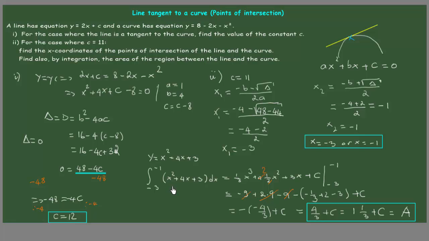We proceed by parts for this integration and applied the values minus 3 and minus 1, which are the limits of our area or the borders of our region, to find 4/3 plus C, which as a mixed number is 1 1/3 plus C. And this is the area we were looking for.